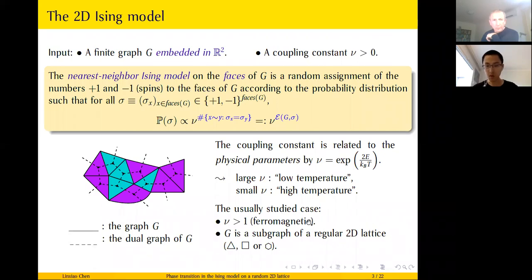And usually the Ising model is studied in the ferromagnetic case, which means nu larger than 1. And also in the case where G is a subgraph of a regular 2D lattice, that is a triangular, square, or hexagonal lattice. So in this talk, I will remain in the ferromagnetic case, but I will change the second setting by replacing G by a random graph.